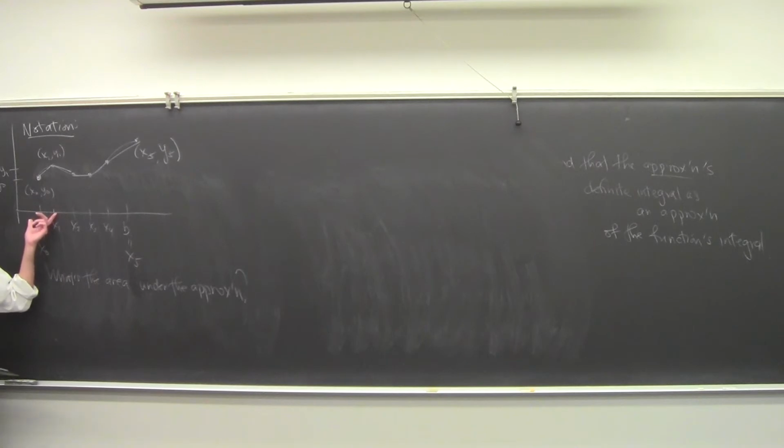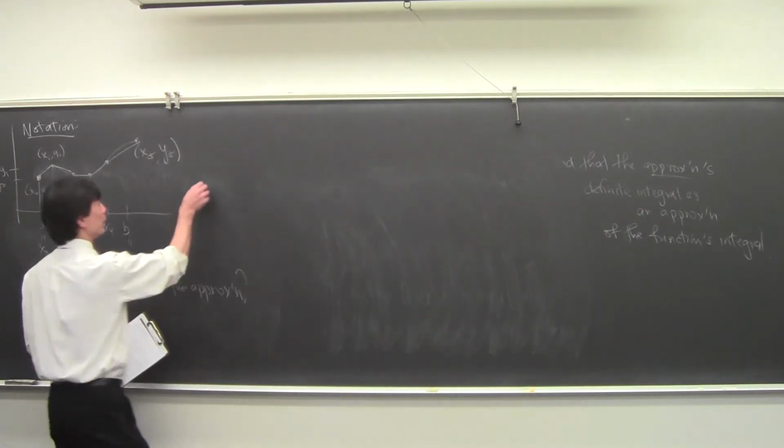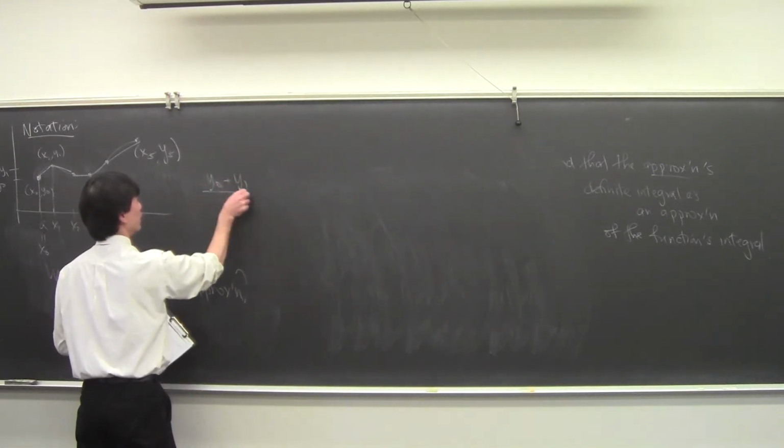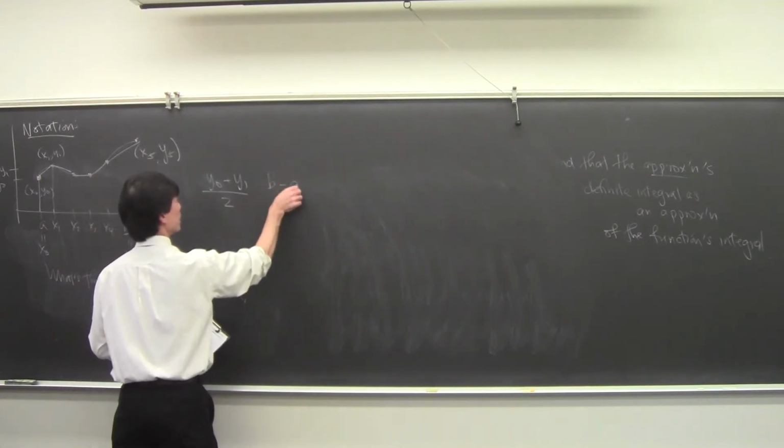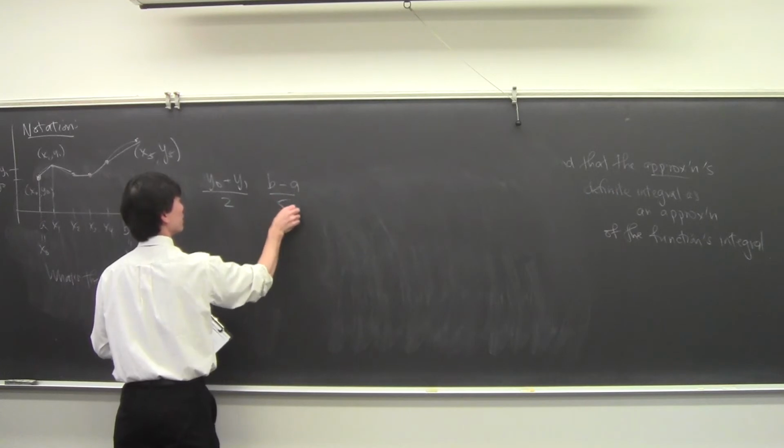I'm hoping that that was pretty easy. Somebody tell me what you get. For example, what's the area of this first trapezoid? Hannah, please. y0 plus y1 times the width divided by 2. Yes. Okay. So y0 plus y1 over 2 times the width, which is b minus a over n, or 5, I guess.